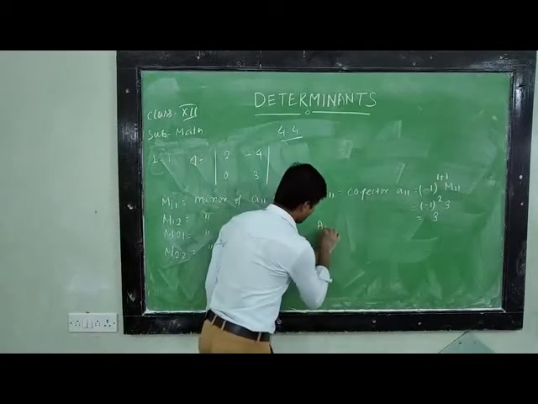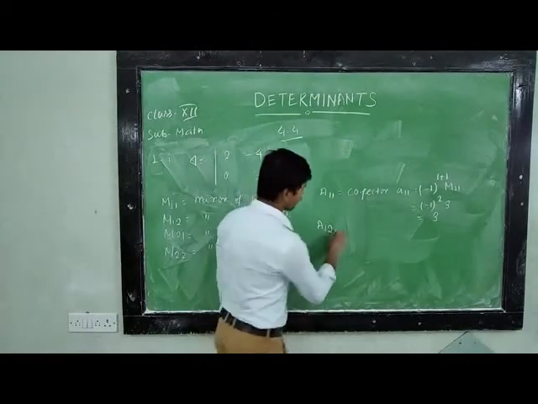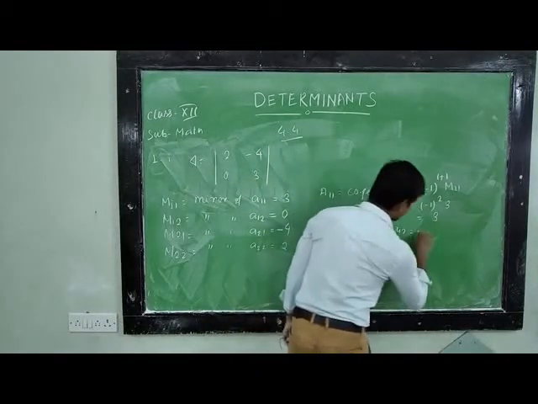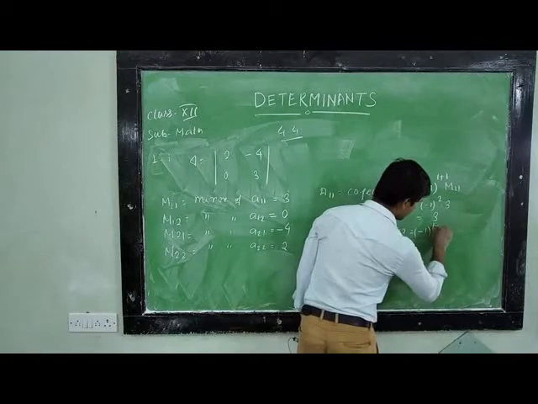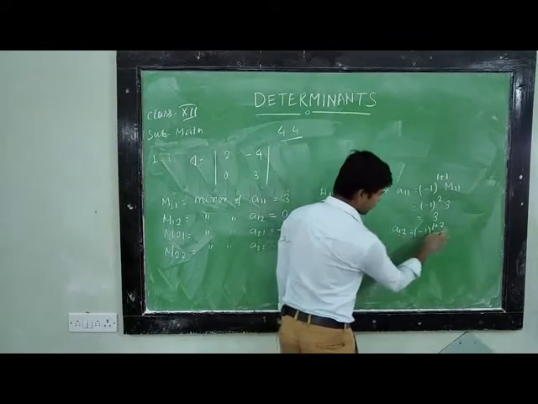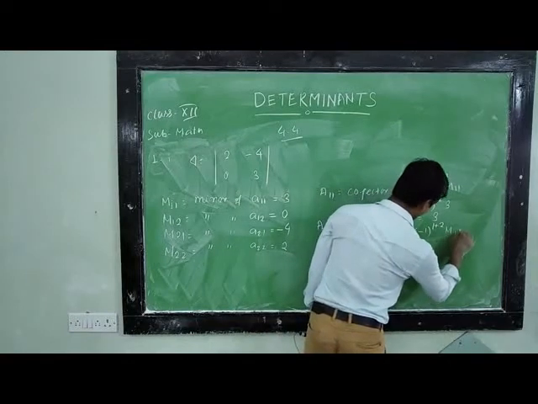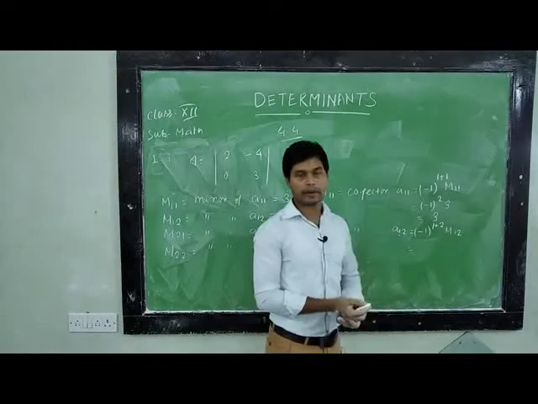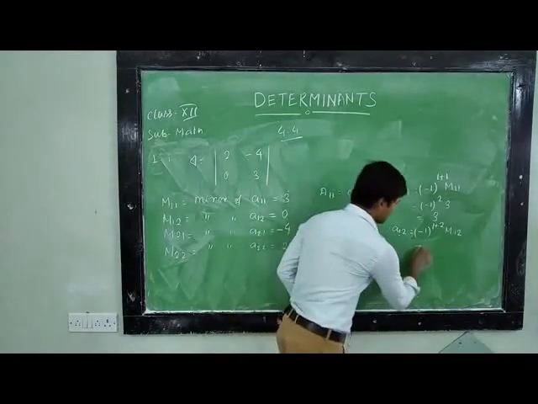Let's calculate the cofactor of A12. Cofactor of the element 1, 2 is equal to minus 1 whole to the power 1 plus 2, where i means 1 and j means 2. So 1 plus 2 into M12. So that is minus 1 whole cube. Minus 1 whole cube is equal to minus 1.